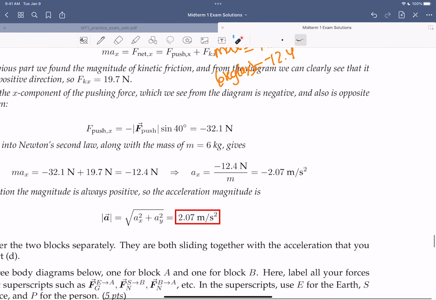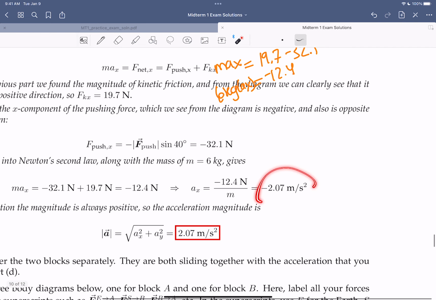So we know that there's a net force in the negative x direction, so it makes sense for us to have a negative acceleration. However, they're asking us just for the magnitude. And whenever they ask you for the magnitude, just take the absolute value. So if you end up with a negative number, assuming you did everything else correctly, and they're asking you for the magnitude, just take the absolute value. So the absolute value of negative 2.07 is equal to 2.07.